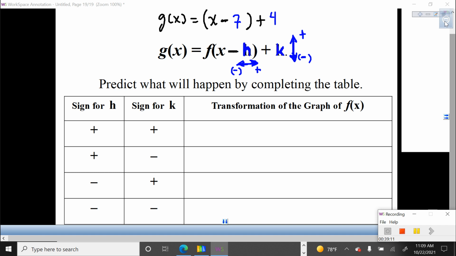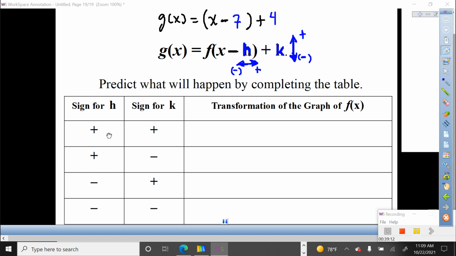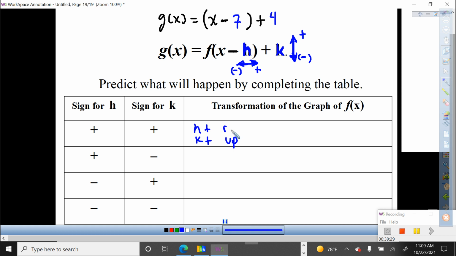Alright, let's see. For the sake of time, if H is positive and K is positive, what is that going to do to the original graph? H positive, K positive, it goes up and to the right. That is correct. So the code works by itself, so you can do that to finish up on your own.